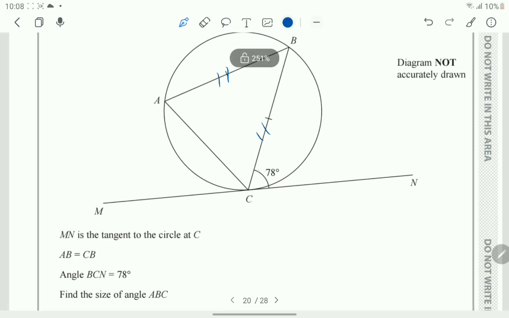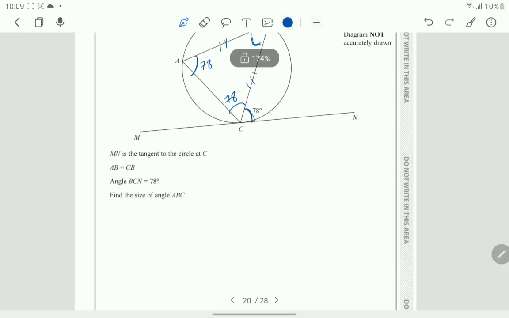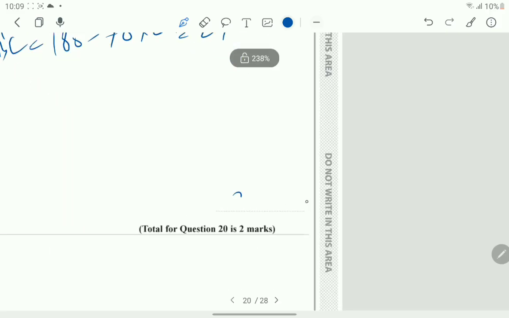Now there is a property of the circle that these two angles are equal, so this is also 78, and since it is an isosceles triangle, this would subsequently be 78 as well, and the sum of angles in a triangle is 180. So in order to find ABC, we go 180 minus 78 times 2. The answer is 24, and that is your angle ABC.